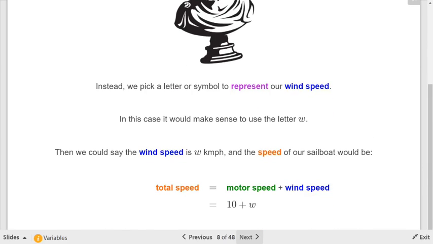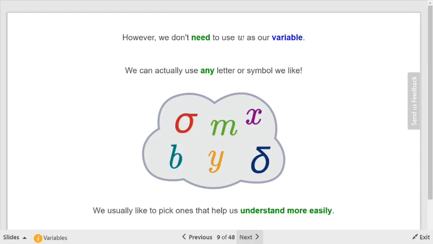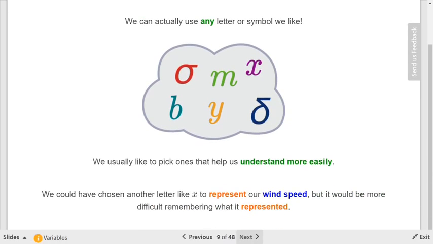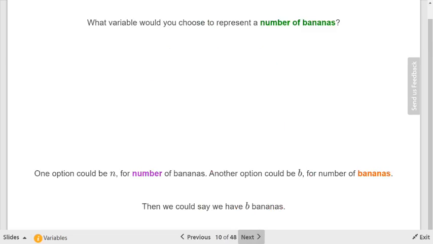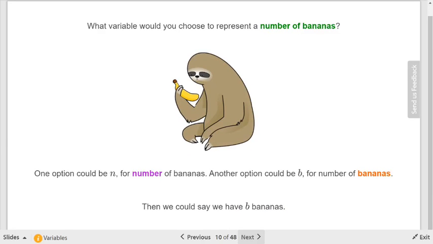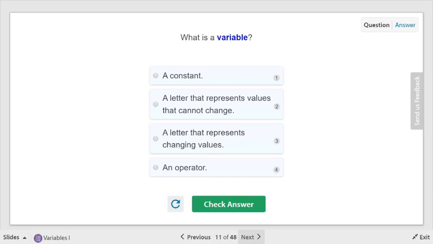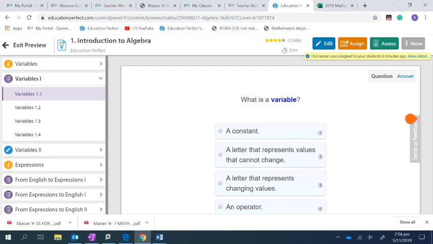So we could write that as 10 plus W, where W simply stands for the speed of the wind. Good. You don't have to use W. You can use any letter you want to. You can even use symbols. You'll often see Greek letters used as symbols for unknown quantities. But generally, we like to use names or letters that represent the items that we're working with. Right? So how about for number of bananas? What would you choose? B, sure, because it's a very descriptive item, the word for that, right?